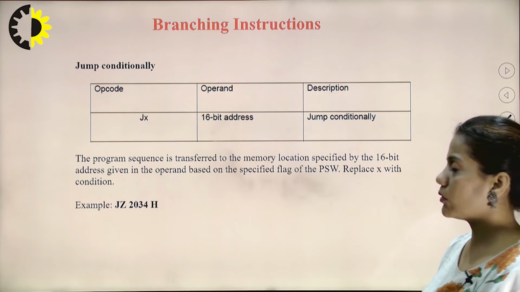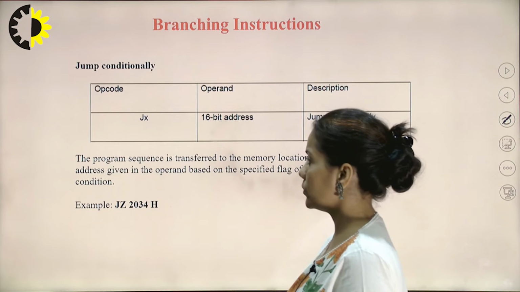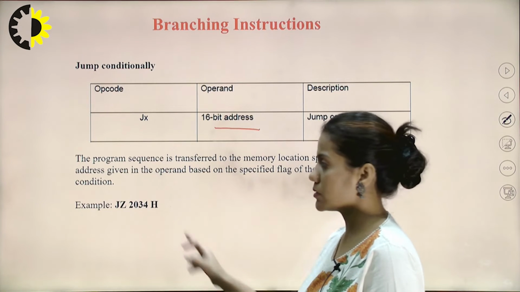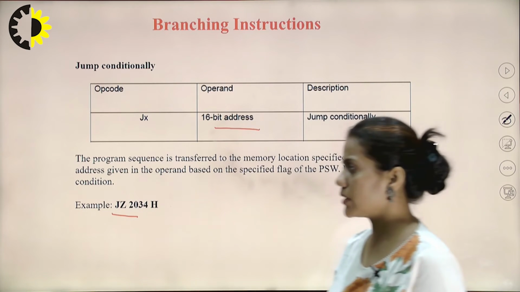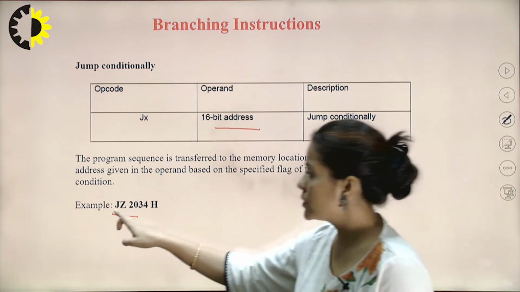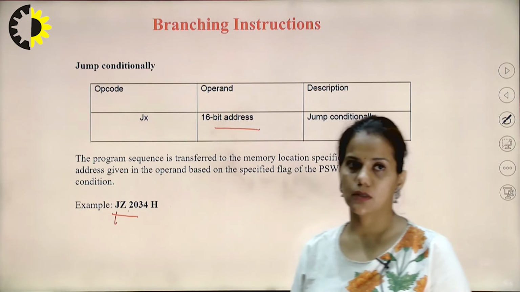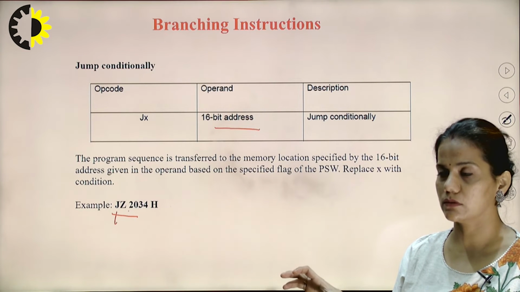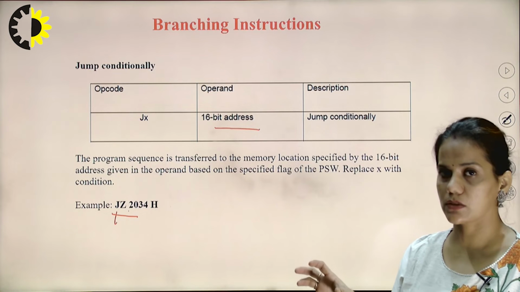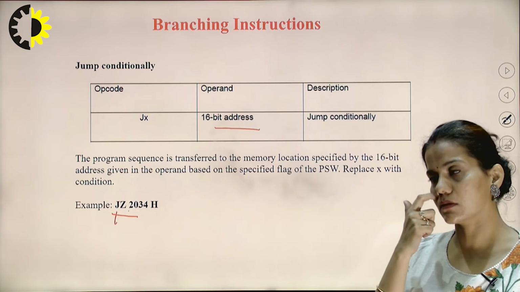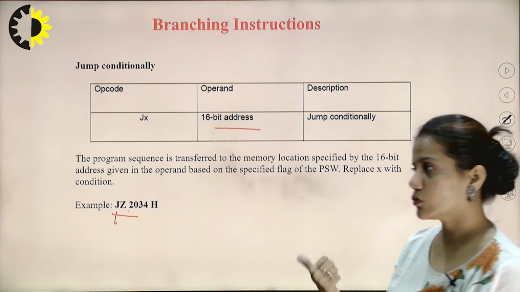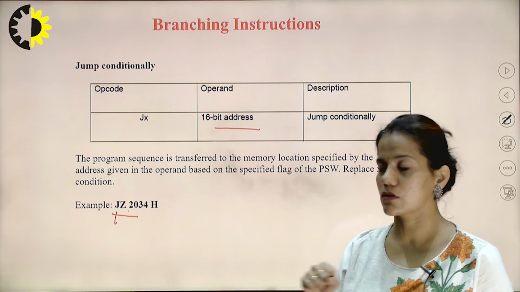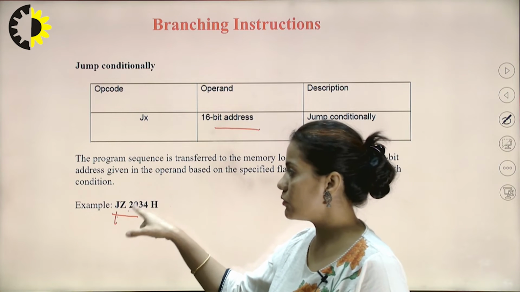Now let's see what the conditional jumps are. We will have some condition here, and the operand will be a 16-bit address. Suppose we are writing JZ 2034, it means jump if zero is set. The condition is always put on the flag register, according to the bits present in the flag register. So here, jump if zero flag is set.